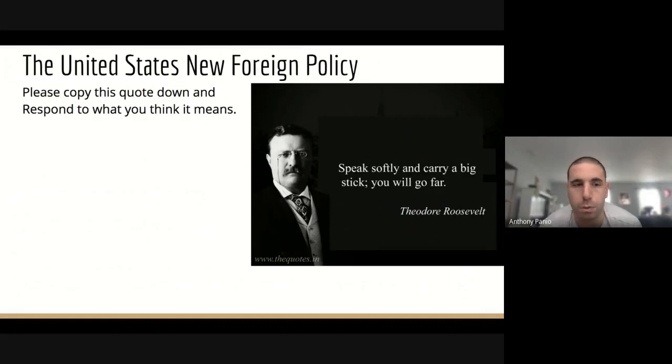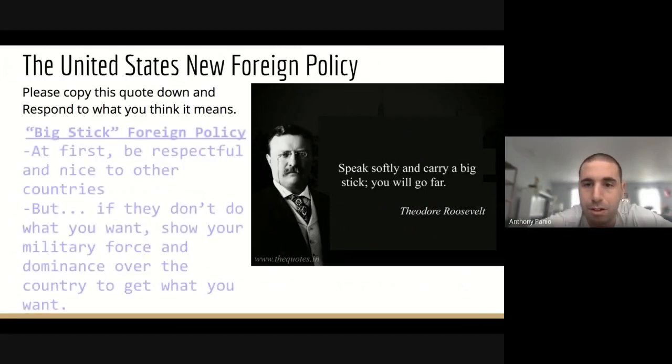Because if you look at the quote, and I can't do this here because we are doing this remotely, and the kids usually get freaked out because they think I snap, they think I take out a bat, and I'm about to hit the kid, but that's not what I'm doing. I'm trying to explain how the big stick foreign policy works. Okay, so basically, his foreign policy in Latin America is centered around this.